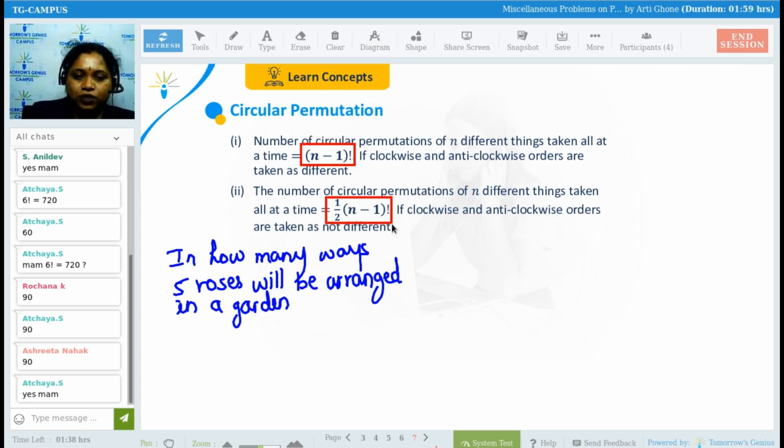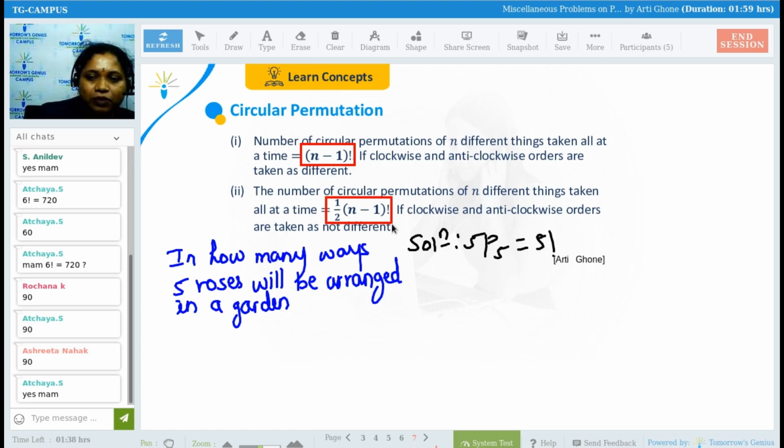No, this is a half answer. I have not specified the pattern of the garden. Is it given to you that the garden is circular? No. So whenever no circular or round word is used, we have to permute in a simple manner as we were doing before. 5 roses at 5 places, so it will be 5 factorial. Clear? Okay.